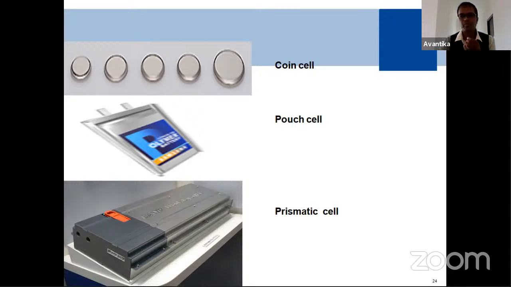Before going to the next slide, I will show you one clipping of how we can prepare the cathode materials and how we can use them in the coin cell.